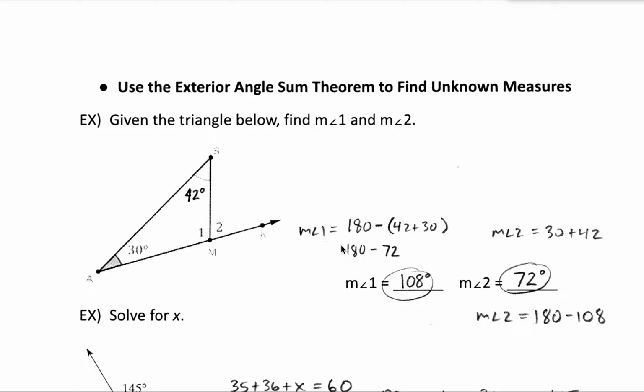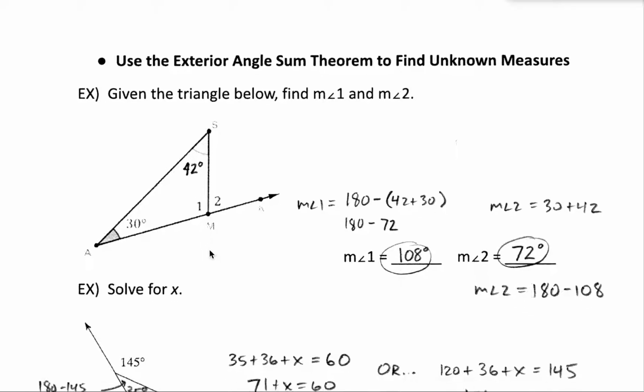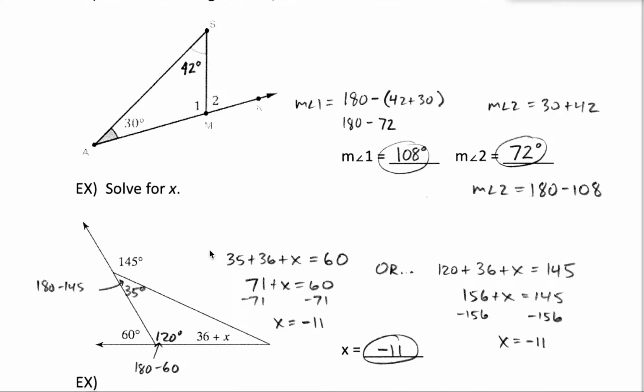So hopefully you can see the relationship there that's occurring. To find angle 1, all we have to do is subtract these remote interior angles from 180. And to find angle 2, all we have to do is add those remote interior angles. So that's the reason why the exterior angle sum theorem works. Let's continue to practice using it.